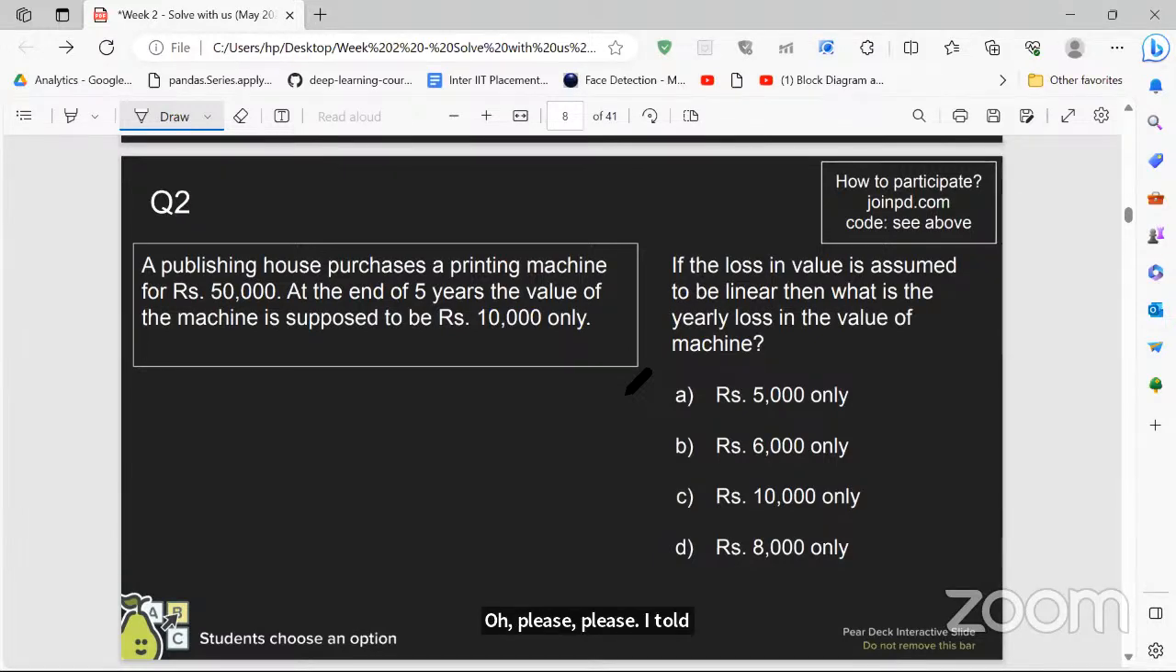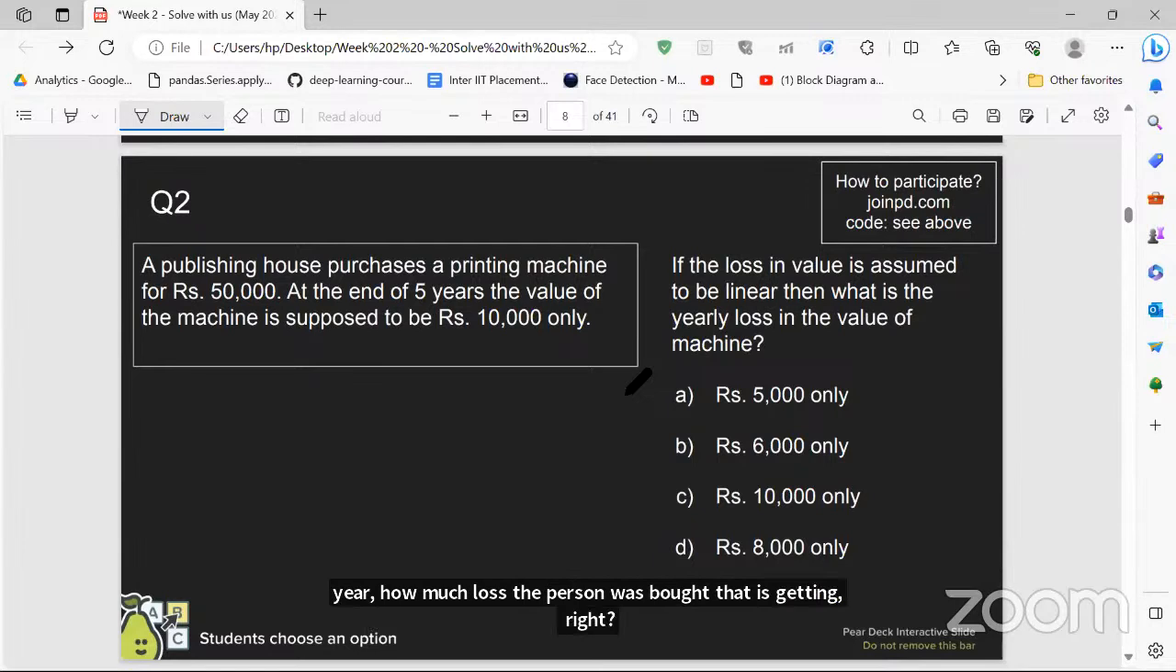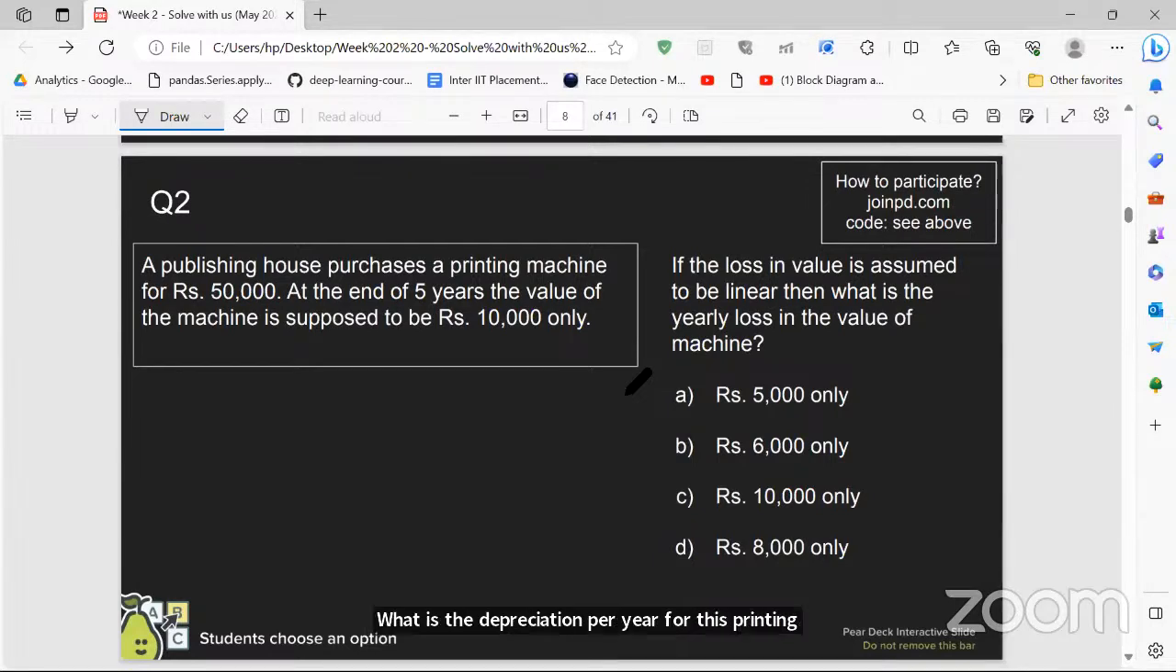So, okay. What I was saying is you bought a printing machine, and after depreciation of 5 years, it's costing 10,000. Sorry, after 5 years. You have to just tell me, and it has been already given that the depreciation that is happening each year is in the form of some linear equation. So per year, how much loss is the person who bought it getting? What is the depreciation per year for this printing machine? That is what you have to calculate. And how can you calculate? That's pretty simple, right?